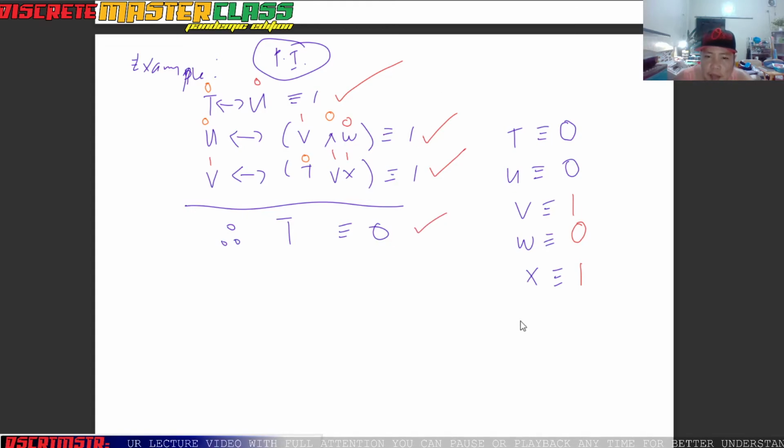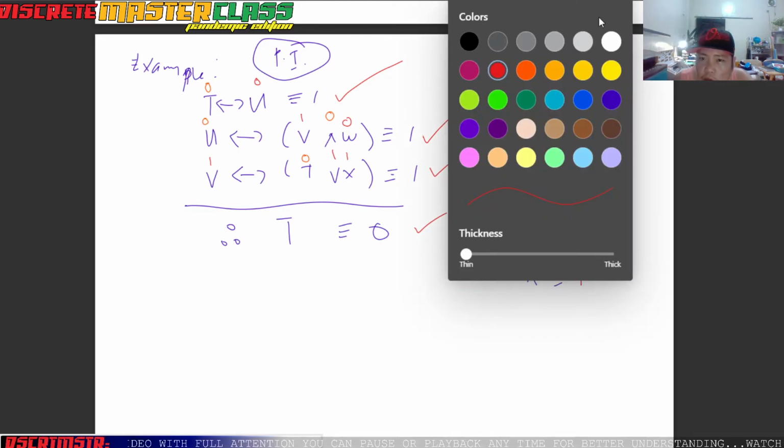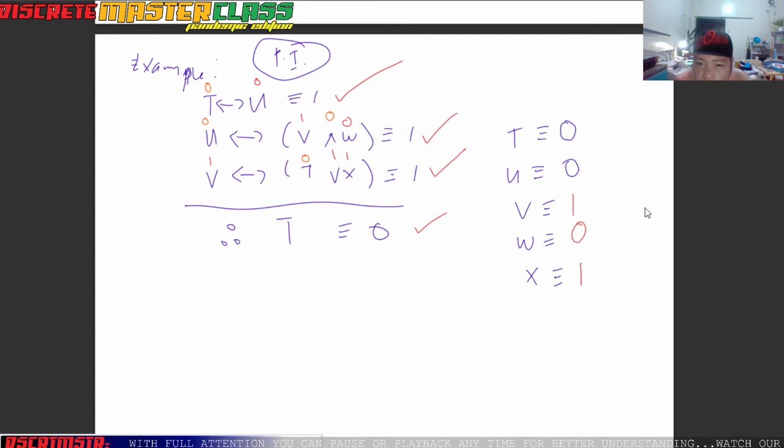So, ibig sabihin, pwede na natin i-finalize yung ating sagot. Finalize ko na lang. So, tama na 1 to, 0 to, 1 to. And this argument is done, but the caption should be invalid. Now, tatanungin mo ko. Ako na magtatanong para sa'yo. Sir, unique ba ang sagot? Hindi. Hindi unique ang sagot.